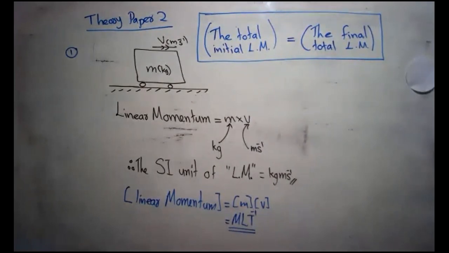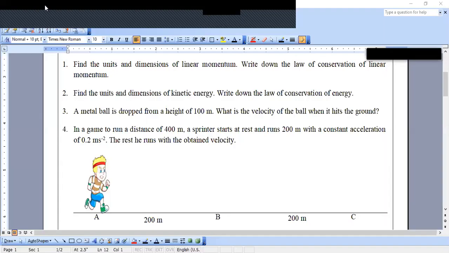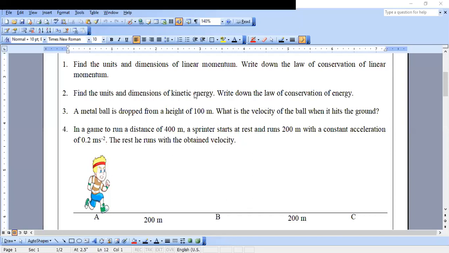Okay, now let's go to question number 2. Question number 2 asks, find the units and dimensions of kinetic energy. Write down the law of conservation of energy. So what is question number 2, dear? Find the units and dimensions of kinetic energy. Write down the law of conservation of energy.